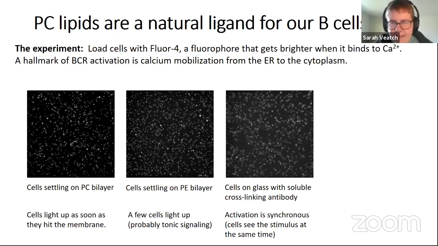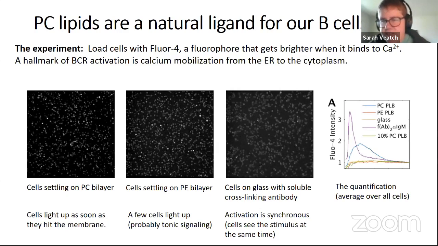And in this case, they all see the ligand at the same time because it gets washed over them at the same time. And so they have this collective, synchronous response. And so we can quantify this and show that, yes, the cells landing on the PC bilayers are activating in a robust way compared to these other conditions.